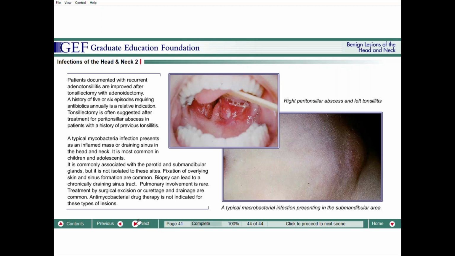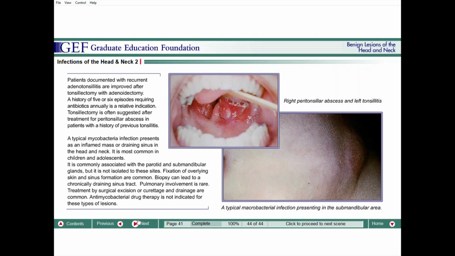A typical Mycobacteria infection presents as an inflamed mass or draining sinus in the head and neck. It is most common in children and adolescents. It is commonly associated with the parotid and submandibular glands, but it is not isolated to these sites. Fixation of overlying skin and sinus formation are common.